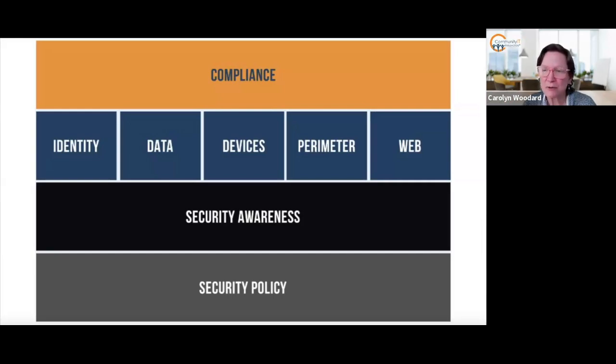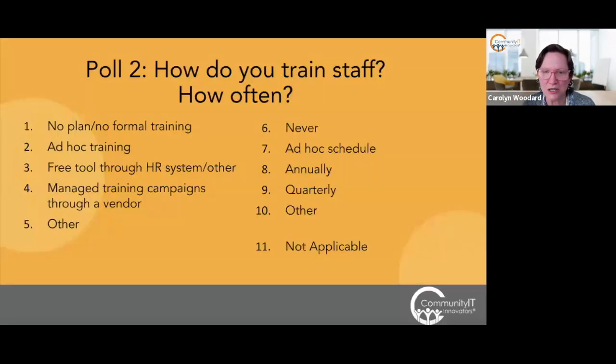All right. Thank you so much, Matt, for going over those issues. We have another poll for the participants. We have two questions in the same poll. The first question is, how do you train staff? The first five answers are: we have no plan, no formal training; we do ad hoc training; we have a free tool through our HR system or something related to that, like a back-end office system; we have a managed training campaign through a vendor; or something other. Please choose one of those.